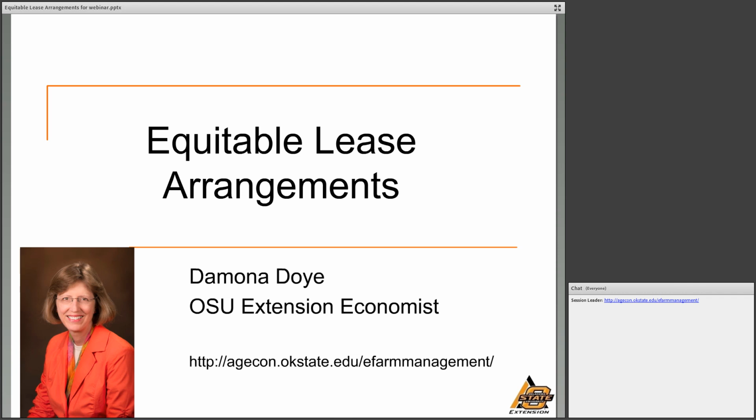So the best agreements are going to emphasize properly valuing the different contributions. Valuing contributions requires a bit of work, but that's really the only way that equity can be ensured. A bit of historical perspective on cash rent.